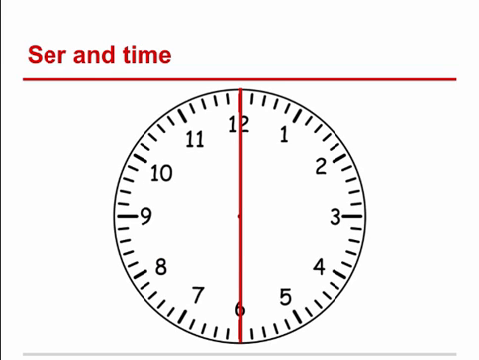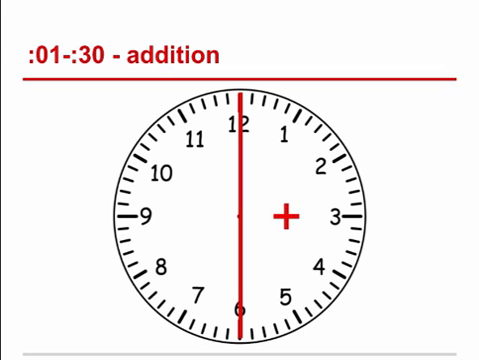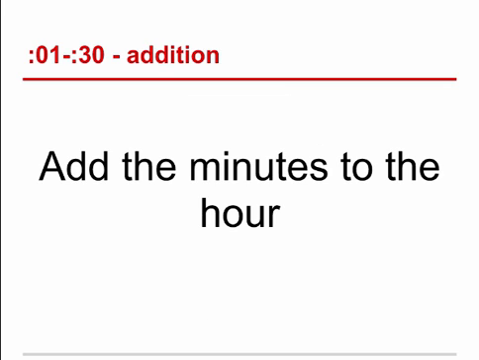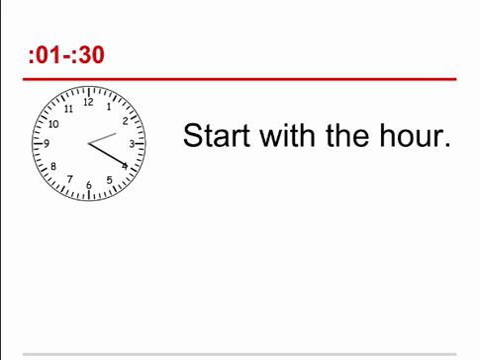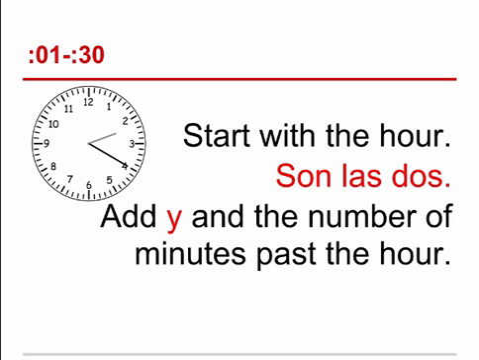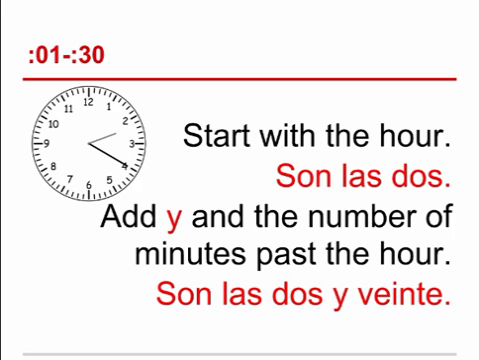When we are telling time, we need to divide the clock into two parts. For minutes 1 through 30, we have to add. Add the minutes to the hour. Use E to add the minutes to the hour. Start with the hour. Son las dos. Add E and the number of minutes past the hour. Son las 2:20.